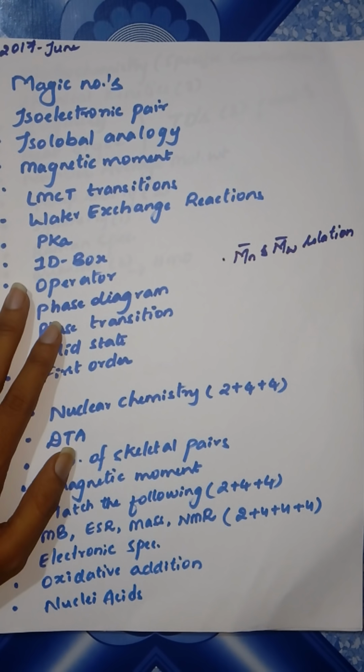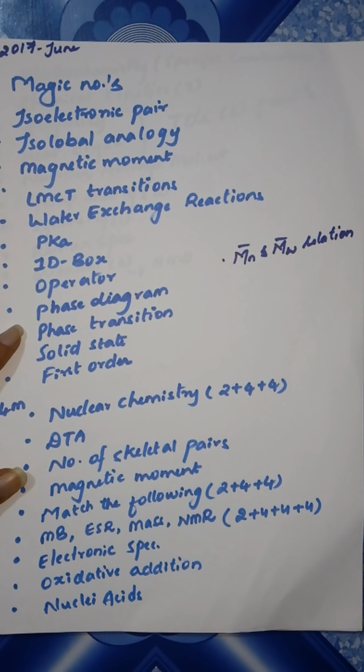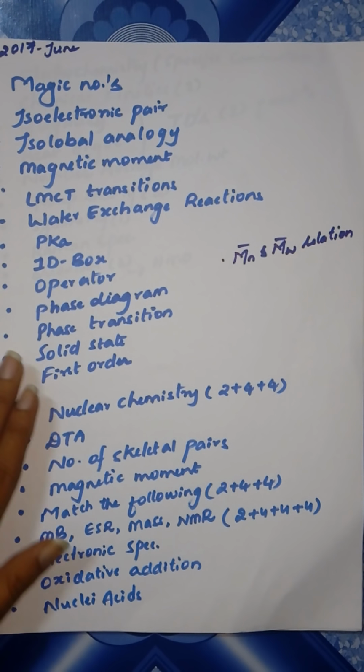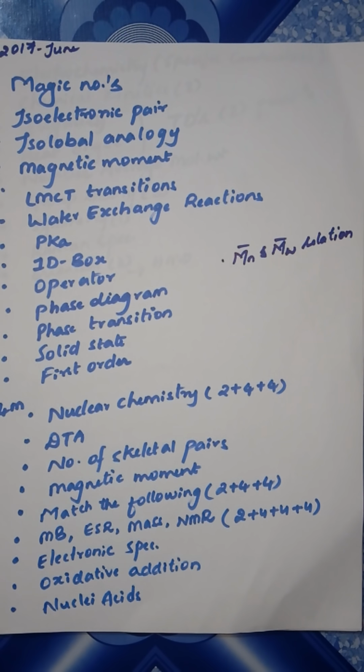And apart from that, many asked me to solve a few questions based on some particular concepts, maybe RMS velocity or nuclear chemistry. So all those questions which have appeared for 2 marks, after this video I'm going to upload that video too. This is going to help you a lot, as the 2017 December paper was the easiest paper because most of the questions were repeated questions, right?